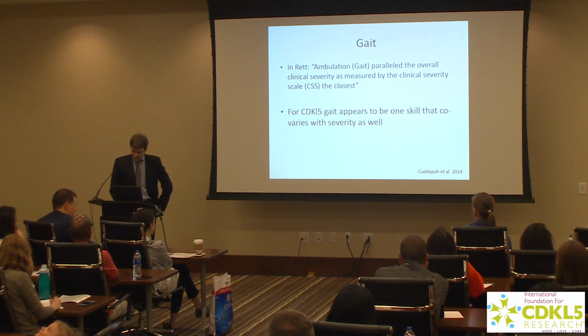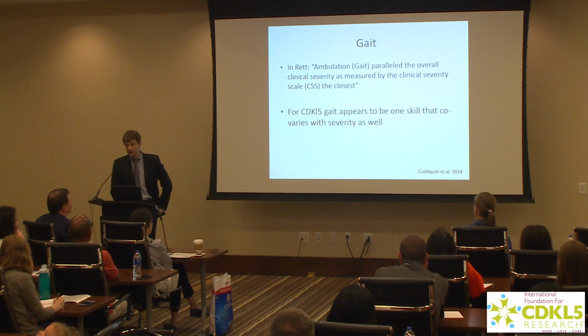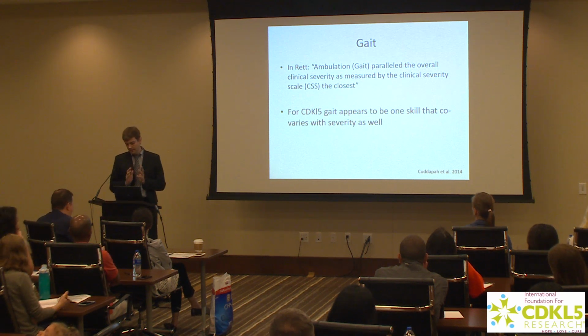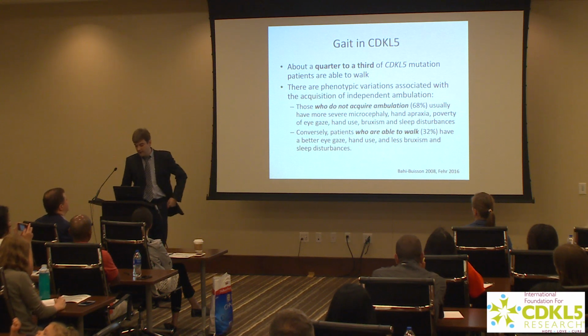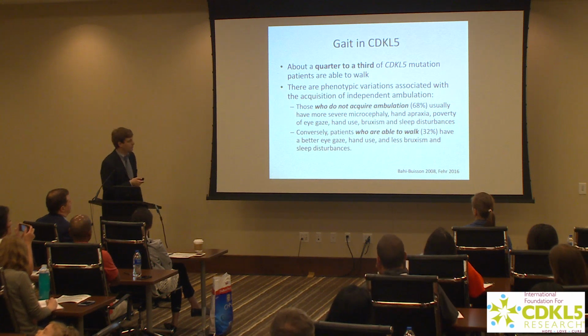For CDKL5, it appears that gait is also a very important feature for the quarter to a third of individuals that are actually able to walk, in that you can sort of make a determination that if your child walks, it may be milder affected overall than those individuals who are not able to walk.